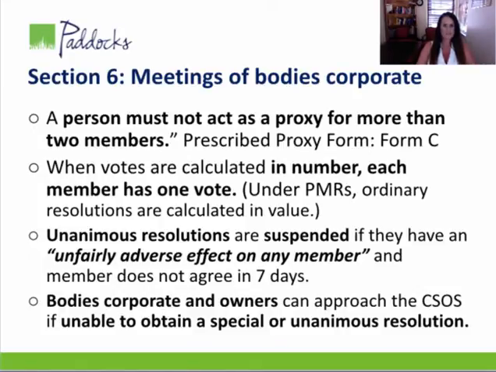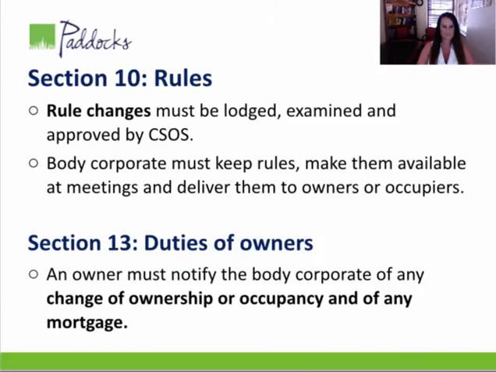A fundamental change is that a person must not act as a proxy for more than 2 members. There is now a prescribed proxy form, which is Form C. When votes are calculated in number, each member has 1 vote. Take note that under the prescribed management rules, ordinary resolutions are calculated in value. Unanimous resolutions are suspended if they have an unfairly adverse effect on any member, and a member does not agree within 7 days. Bodies corporate and owners can approach the CSOS if they are unable to obtain a special or a unanimous resolution. It used to be that only the body corporate could approach the High Court when it was unable to obtain only a unanimous resolution.